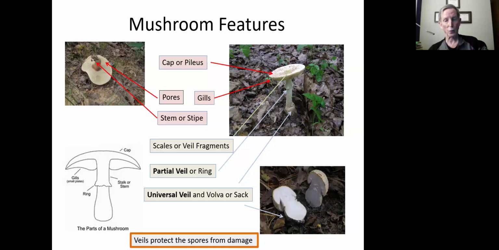That's what the veil is for, and the universal veil. There's two of them, partial veil and universal. And these things on the top, these little spots up here, those are actually what are called veil fragments. So the veil actually covers the whole thing when it comes out of the ground. This is what it looks like when it comes out of the ground. And I cut this one open so you can see it's getting ready.